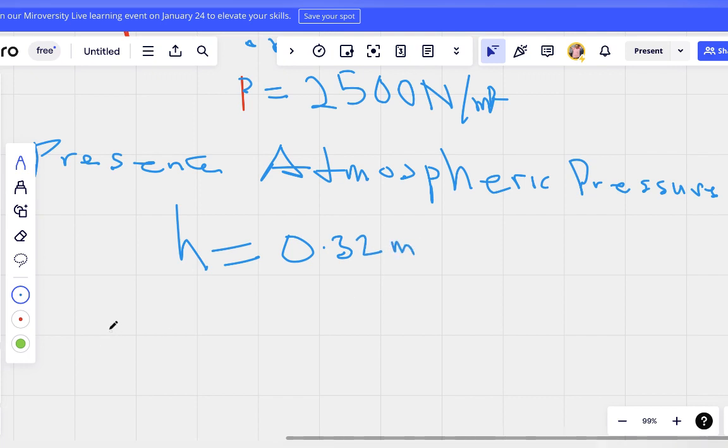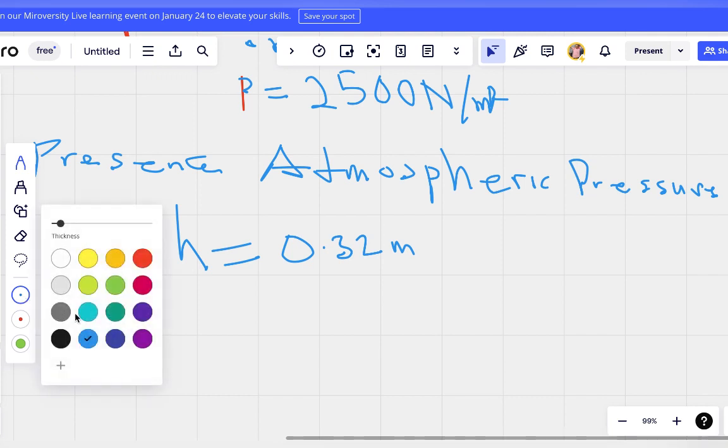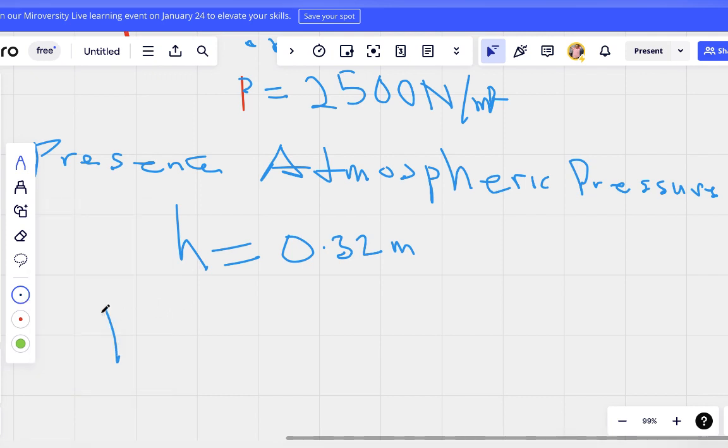Remember, pressure of liquid is rho GH. Rho is the density of the liquid. The pressure acting on the liquid is rho GH, where rho is the density of the liquid.